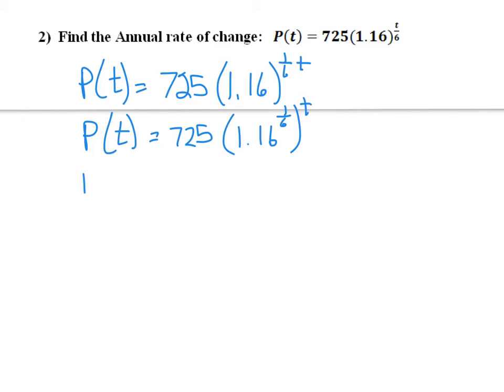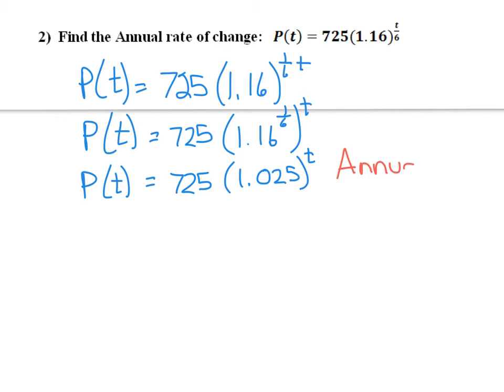So now I'm going to go to my calculator and calculate, keep that 725. So in my calculator, I'm putting in 1.16 raised to the 1/6 power. That's giving me 1.025 raised to the t. I like that idea of having an exponent of t because that tells me that I am finding the annual rate of change. Annual because I have just one t.